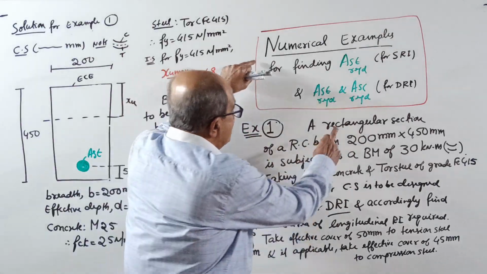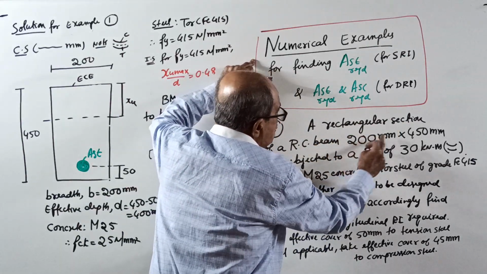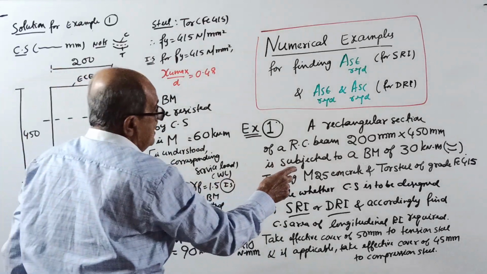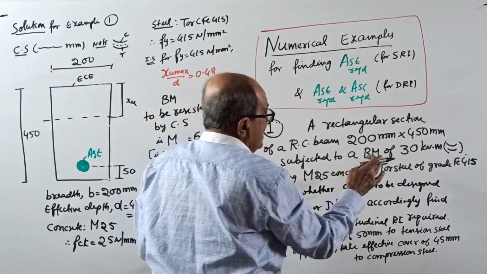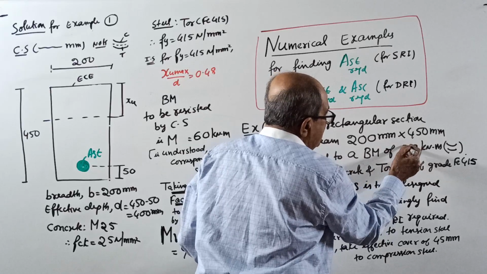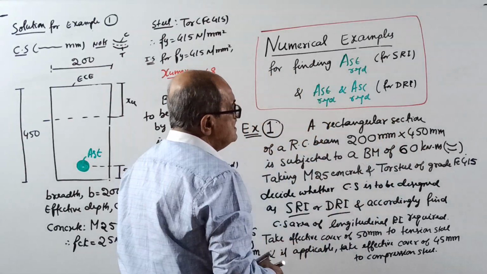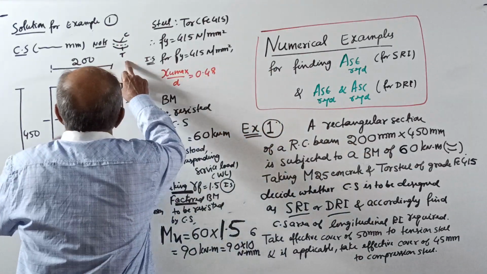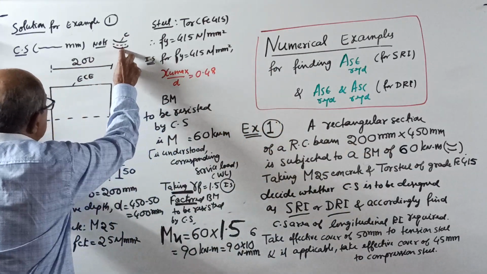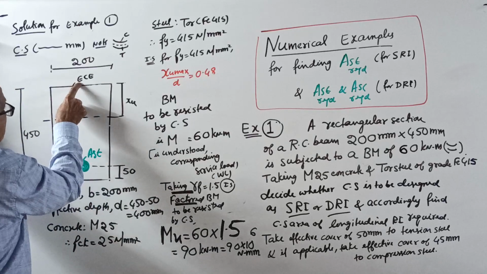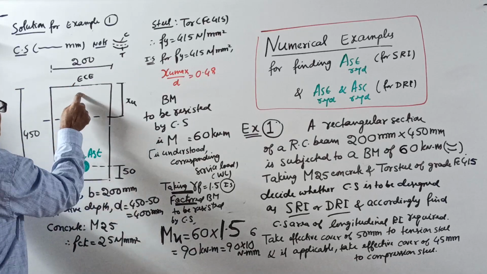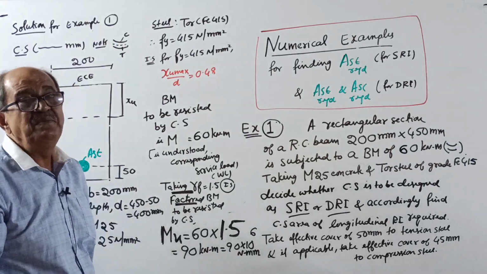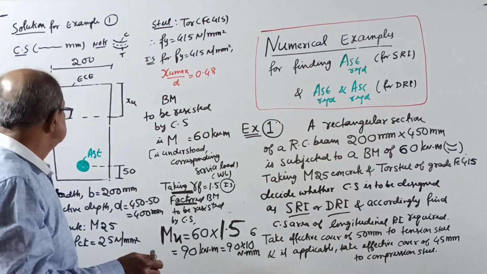A rectangular section of RC beam 200 by 450 overall depth is subjected to a factored BM of 60 kN·m. I changed it actually; first I put 30, it's too small, I made it 60. Sagging is given, therefore top compression, bottom tension. So this is extreme compression. AST will be here. ASC we don't know whether singly or doubly. RCC means AST is always there.